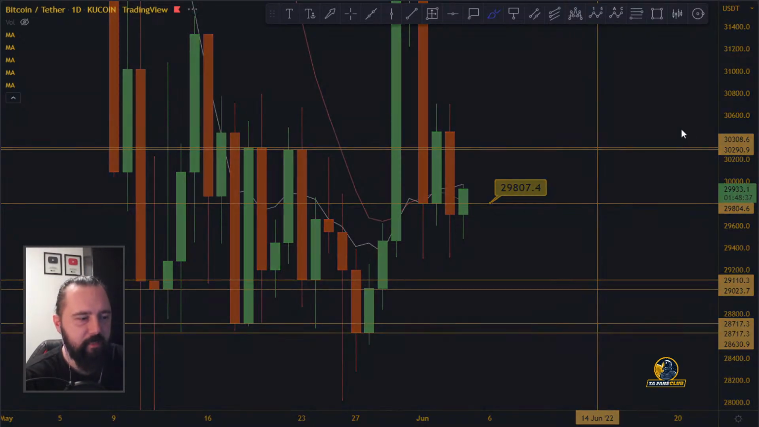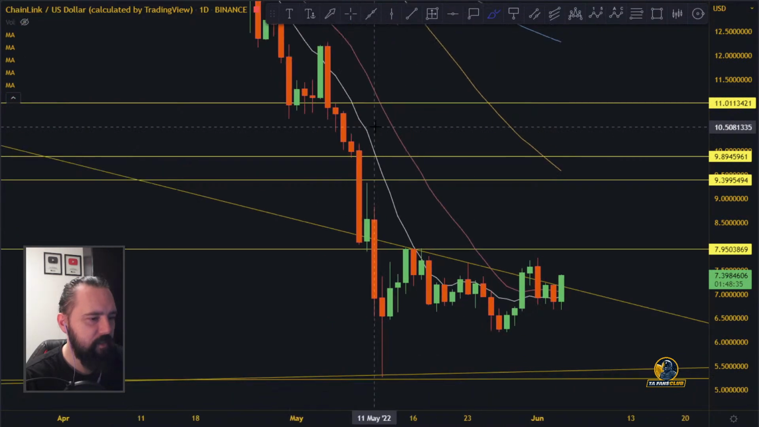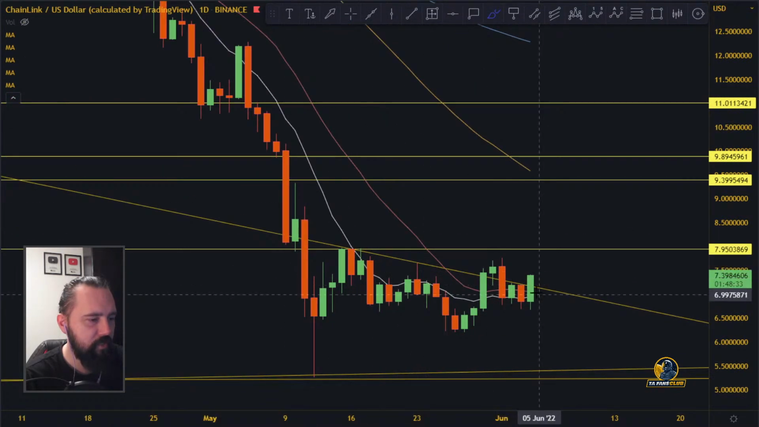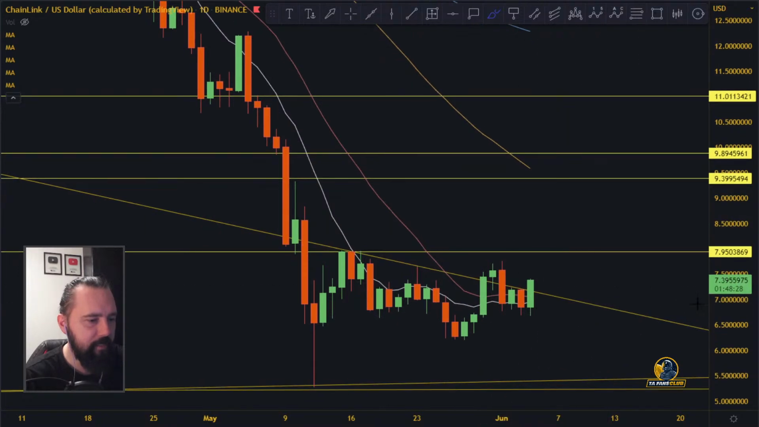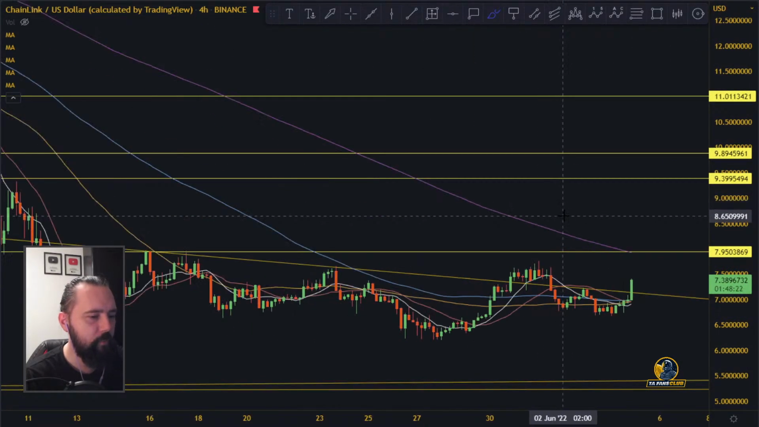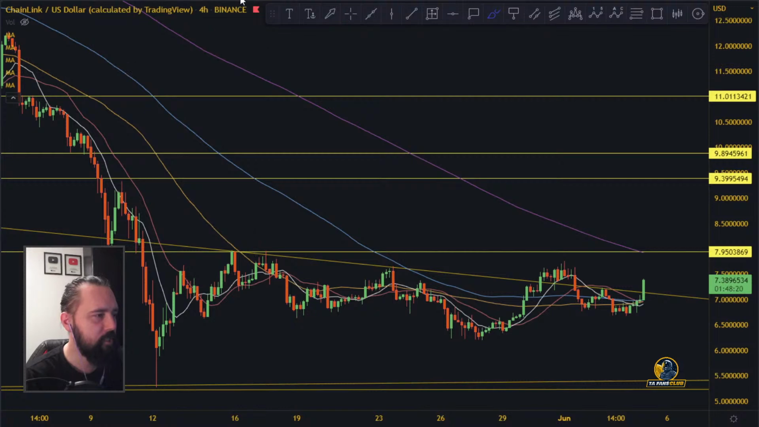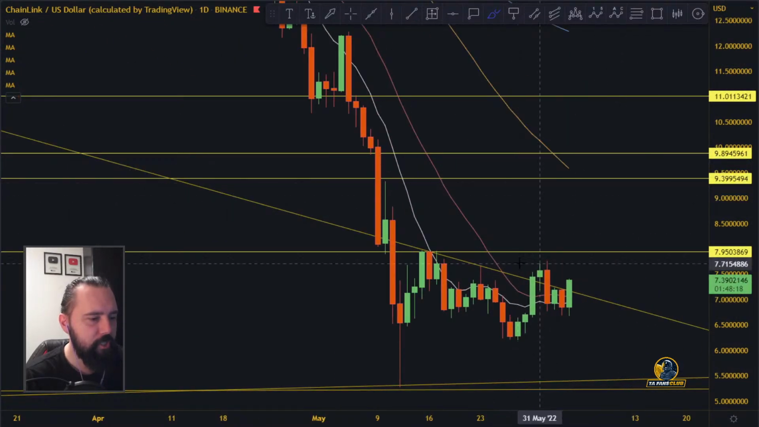Link is flying 8% up right now. There is some kind of trend line up here, and it's breaking the trend line towards the upside. Still not done, 1 hour and 48 minutes. We need to wait, guys. We need to wait for some kind of confirmation, some bullishness, right?